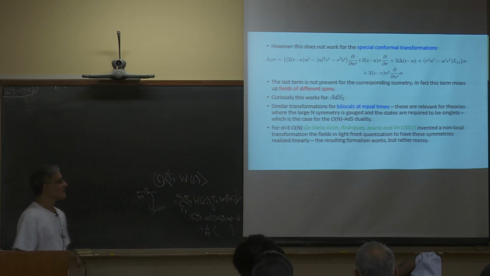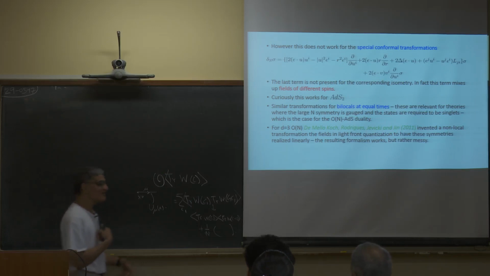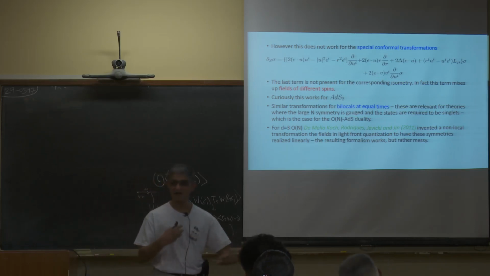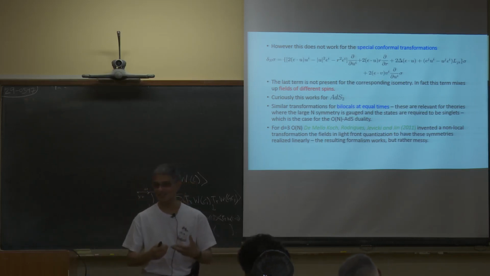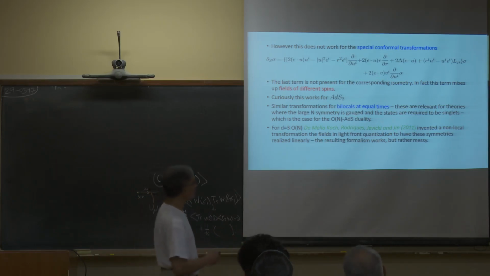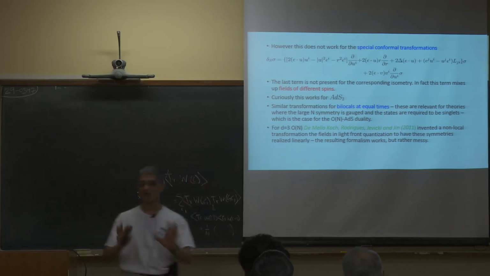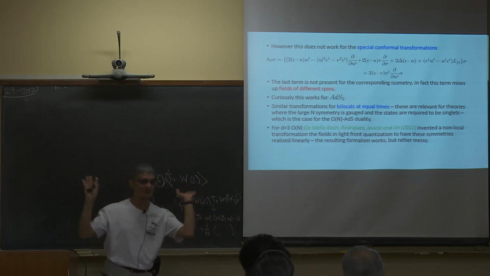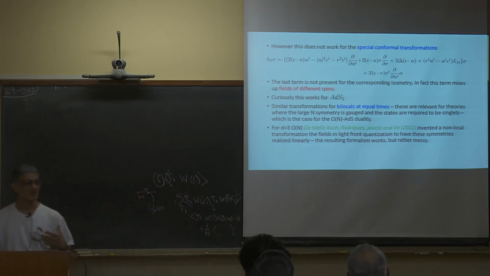Now, it turns out for d equal to 3, these people, Di Mello, Koch, Rodriguez, Jevicki and Jin, actually corrected this situation by inventing a non-local transformation such that everything works. The resulting formalism works, but it is really messy. You have to go to light front gauge and all that. It's not something very natural.